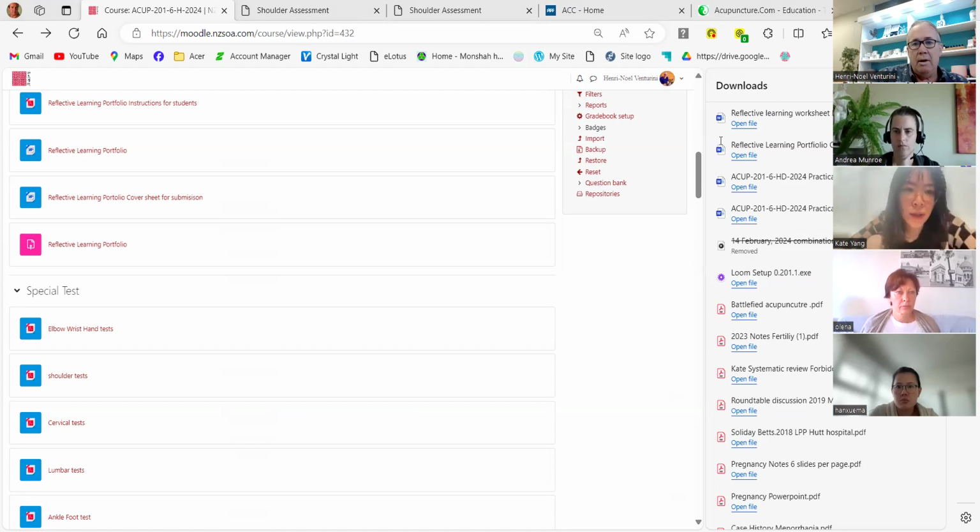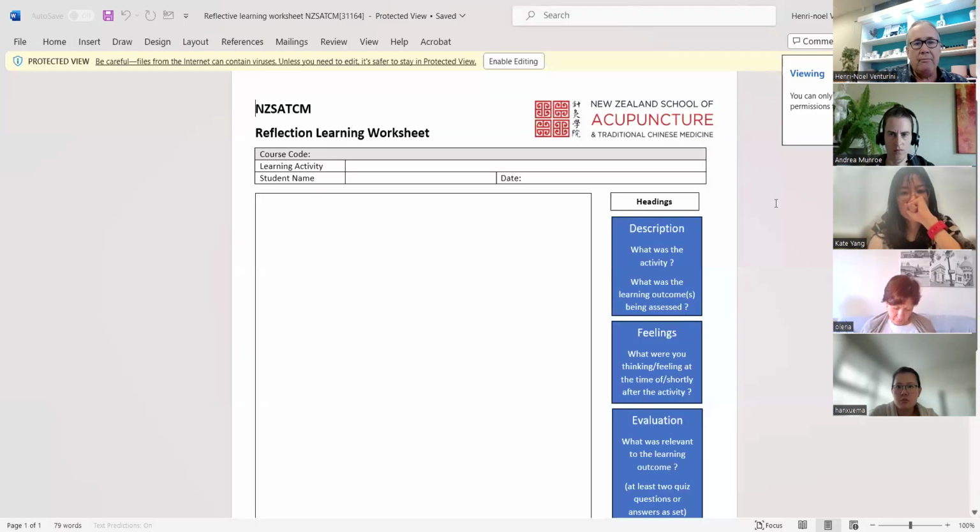Sorry, I can't see your opened files. You can't still see that module screen? Oh no, but other people, I can't. You can't. Okay, so let me have a look at a new share. There we go. Okay, share. So here's the reflective learning worksheet. Can you see it now?